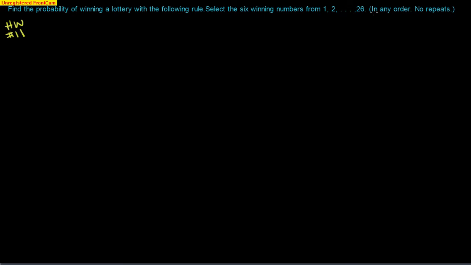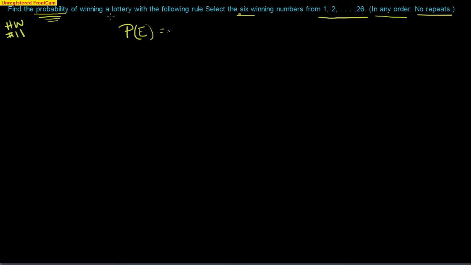Here is another question from homework number 11. It says find the probability of winning a lottery with the following rule. Select the 6 winning numbers from a set of 1 through 26 in any order, no repeats. All right, so first of all, this question is find the probability. So right there, we put this right at the top of our page.